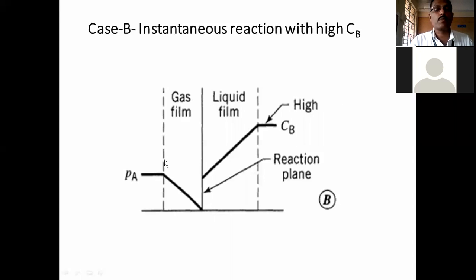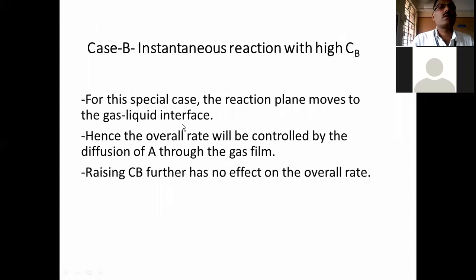How much A is diffused? If more A is diffused, the rate will be increased. If less A is diffused, the rate will be decreased. So it depends on only the gas film. But in case A, it depends on the gas film as well as the liquid film diffusion of A and B. So this is case B. Here the overall rate will be controlled by the diffusion of A to the gas film only. So raising CB further has no effect on the overall rate. Hence it is the pseudo first order type of reaction.